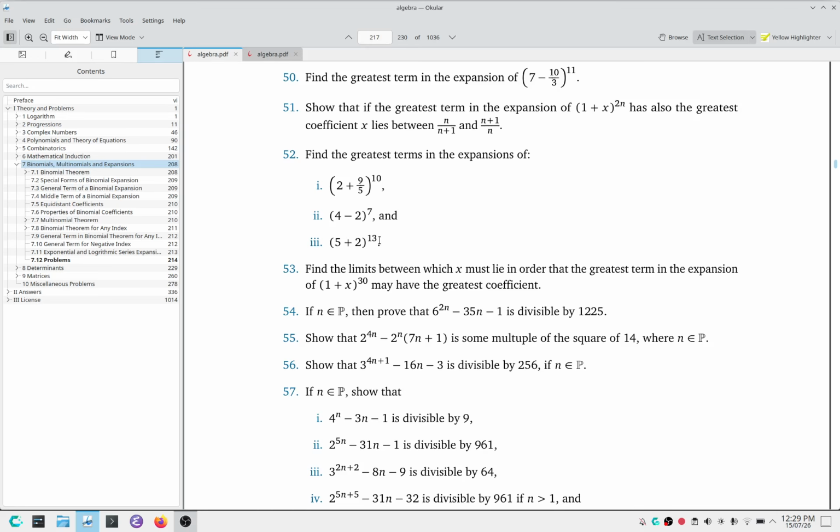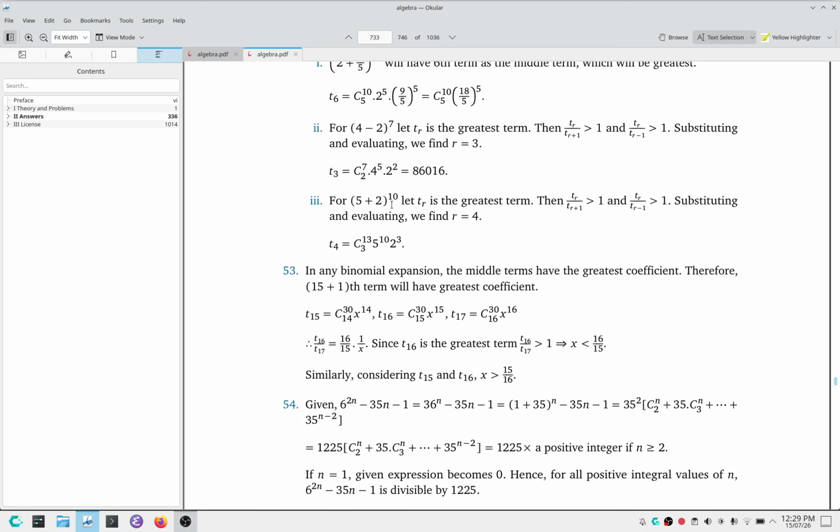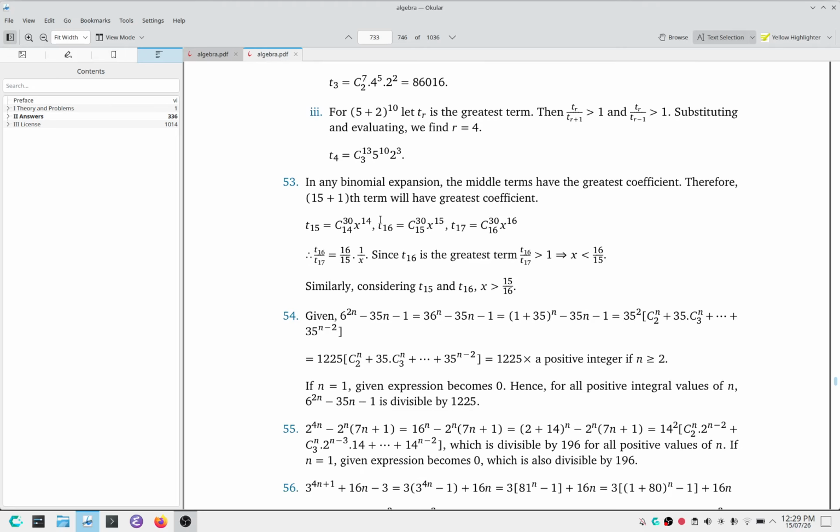It looks like the power is 13 here, so this should be 13. Okay, there is a mistake here. This should be 13. T4 is fine.